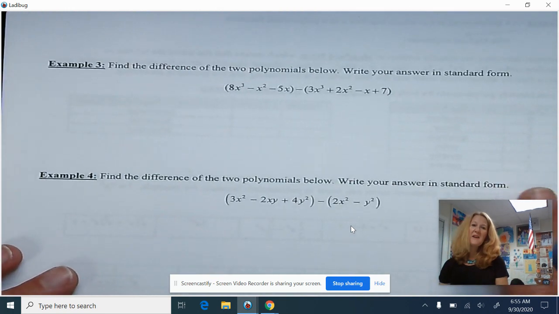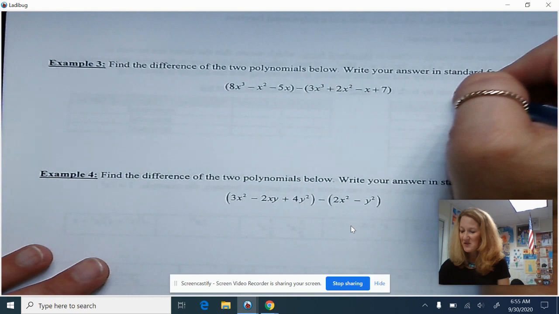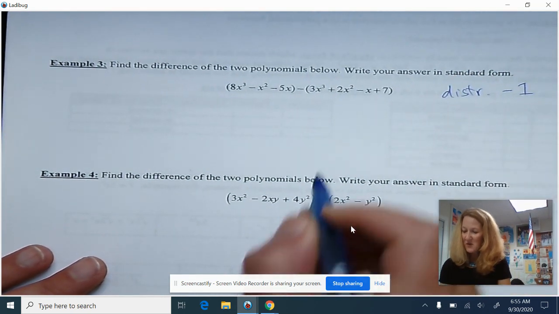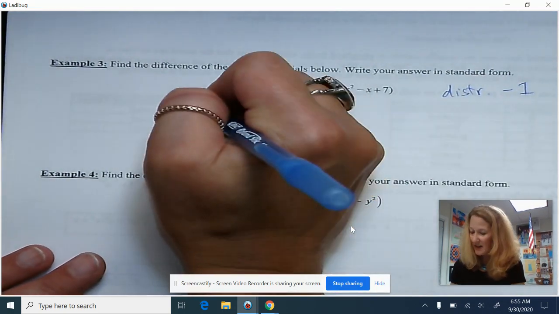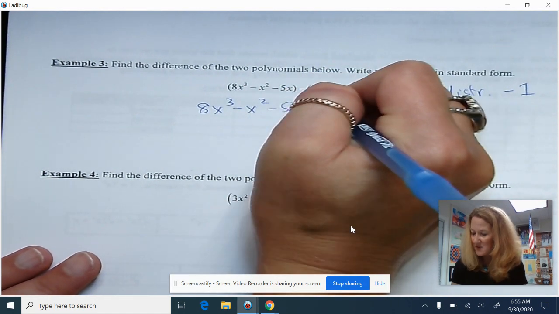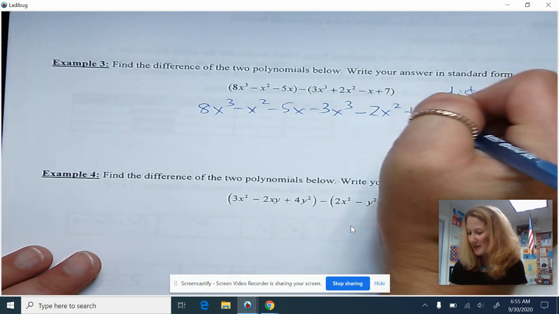Now it says find the difference between the two polynomials. So this one you have to distribute the negative 1. So you want to multiply through by negative 1. So I'm going to go ahead and do that. So I have 8x cubed minus x squared minus 5x minus 3x cubed minus 2x squared plus x minus 7.